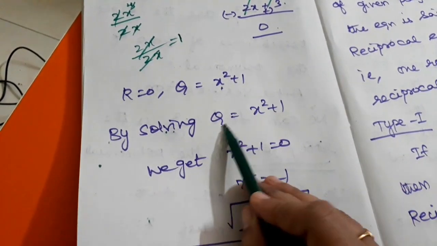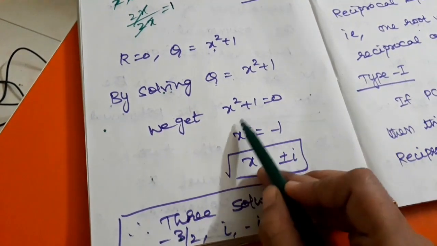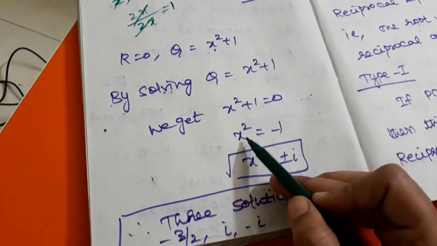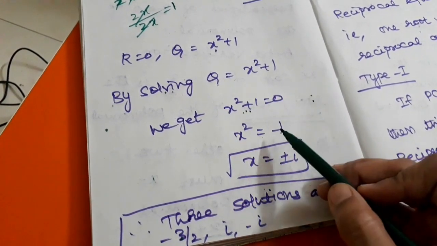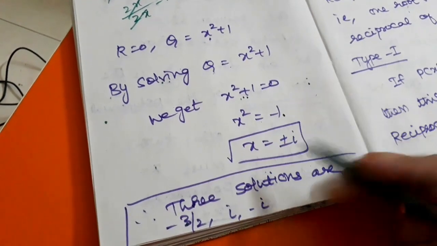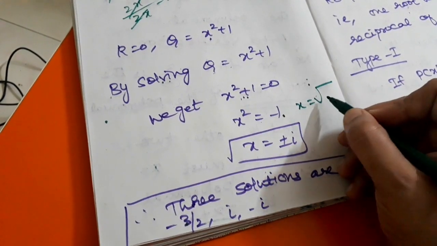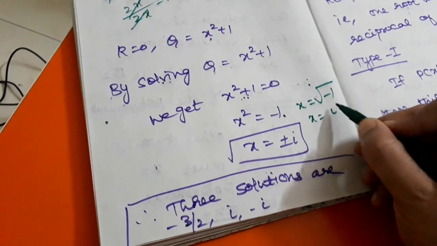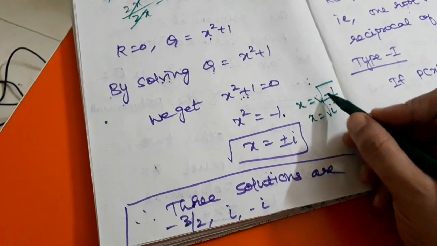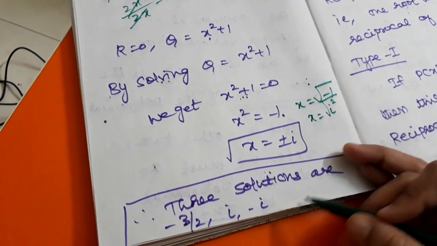By solving q is equal to x square plus 1, we can get the other 2 roots. So x square plus 1 is equal to 0 means x square is equal to minus 1, as I take the positive 1 to that side. So x is equal to square root of minus 1. Square root of minus 1 is equal to i. So x is equal to plus or minus i.